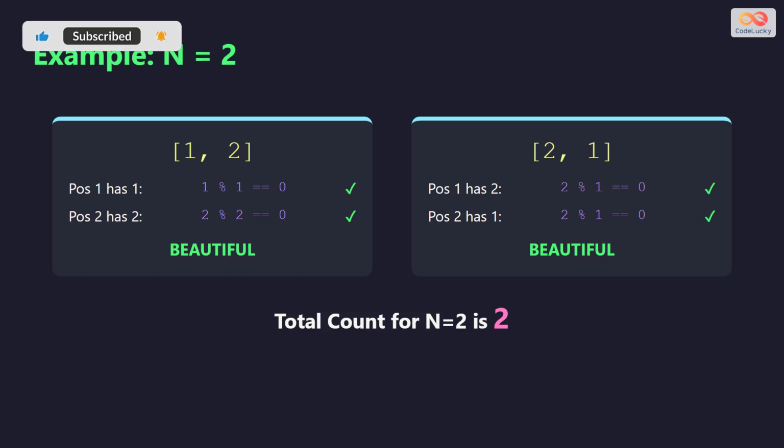The second permutation is 2, 1. At position 1, we have 2. 2 is divisible by 1, so that works. At position 2, we have 1. 2 is divisible by 1, so that also works. Both permutations are beautiful, so the answer is 2.